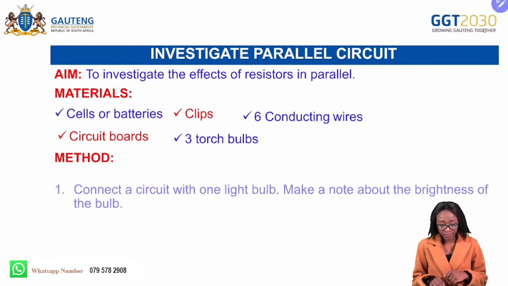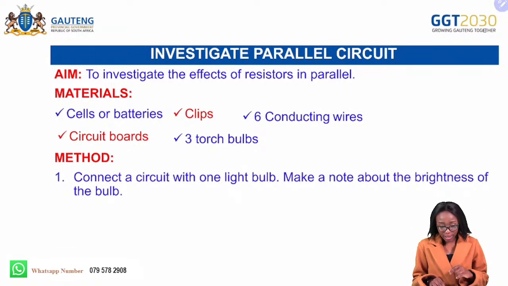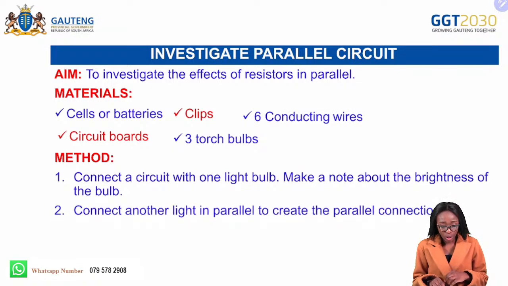Step number 1: connect a circuit with one light bulb and make a note about the brightness of the bulb. Then step number 2: connect another light in parallel to create the parallel connection. I'm going to give you 1 minute to copy down the aim, materials and method, and then we will continue from there.